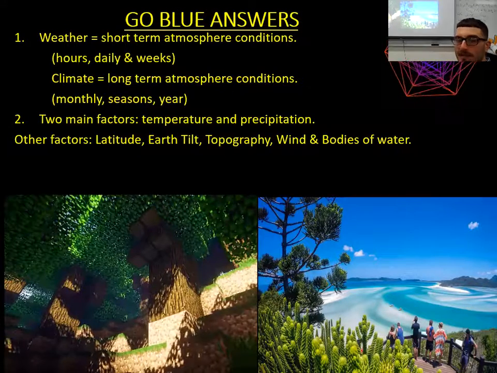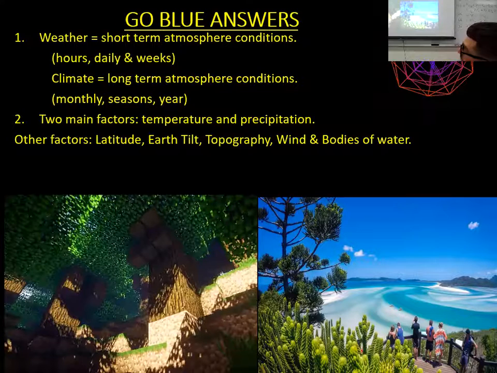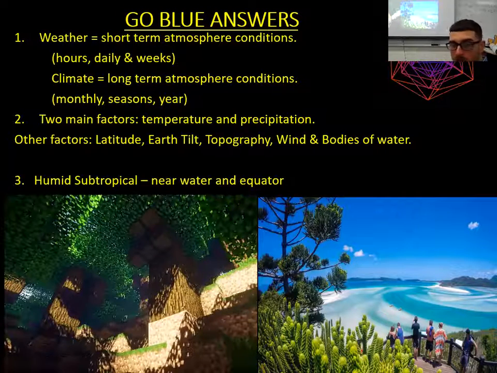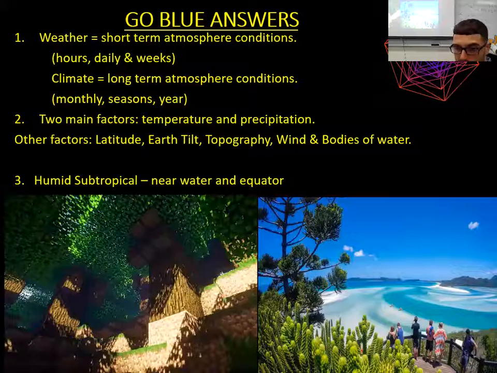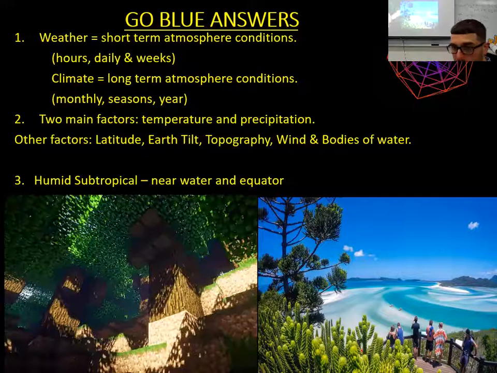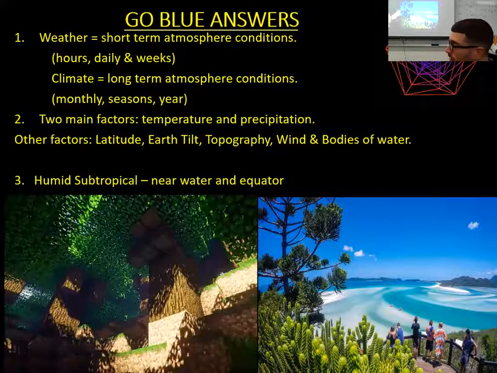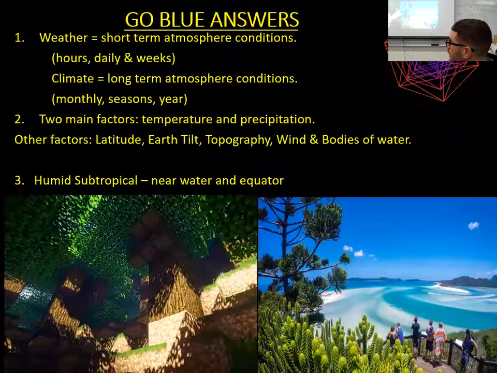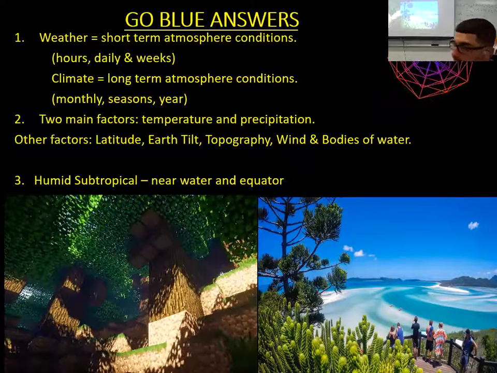And lastly, if you didn't already hear in the video, number 3, what climate type is Florida? To be specific, it's going to be what we call humid subtropical. Again, surrounded by water, which is why it rains a lot. The air is very muggy. Muggy, not rugged, muggy. And again, we're also close to the equator, which is why it's very hot.